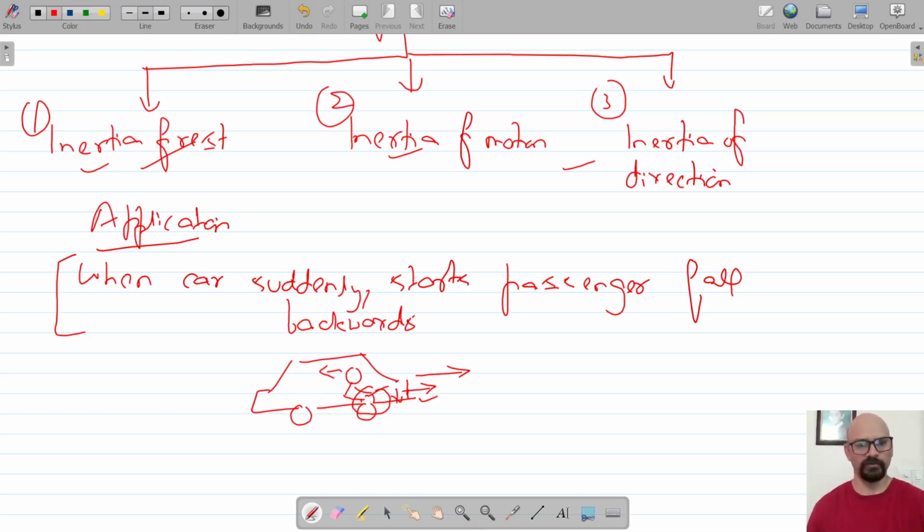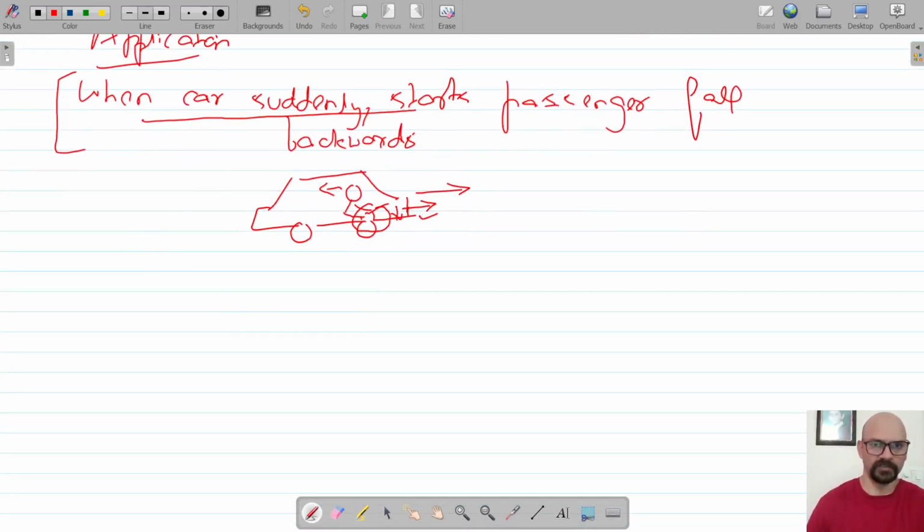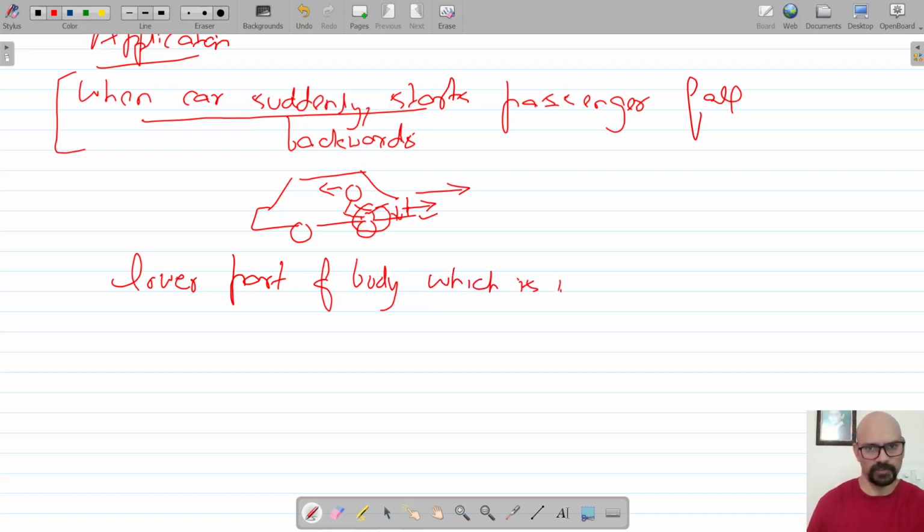So that is the reason. So we can say that when a car suddenly starts, the lower part of the body which is in contact with the car comes in motion. But the upper part will continue to be at rest because of inertia.